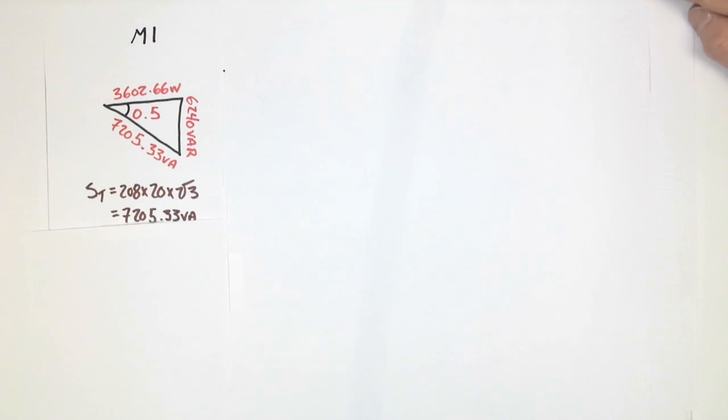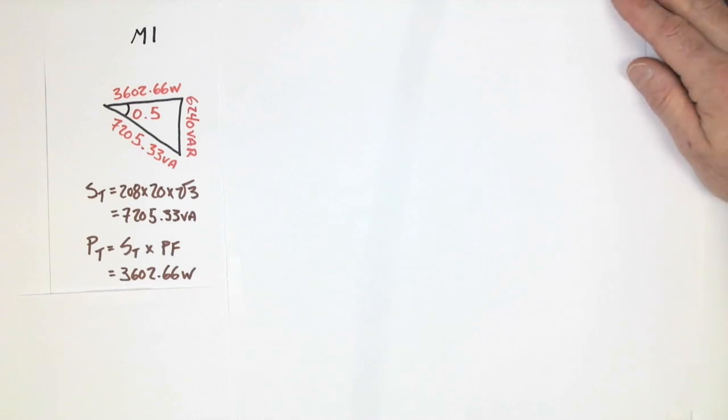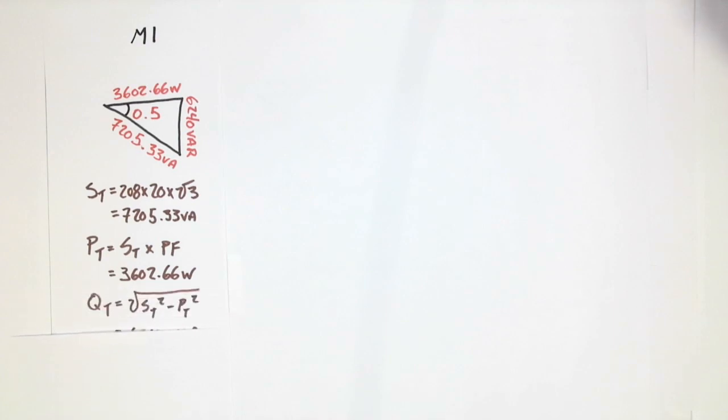And so the first place that I start always is here. I calculate the S total for my motor by using the line voltage, line current, and √3. Once I have that, I then work on the power, and the power value is S total times the power factor, giving me just over 3,600 watts. Then I choose to use Pythagoras, and in doing this, I get a value of VARs of 6240.